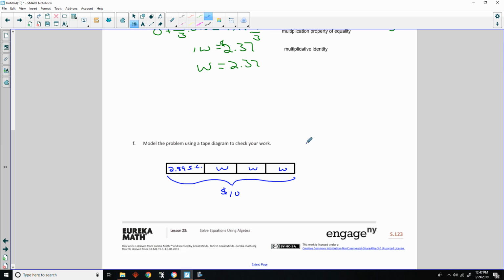So if I did it this way, then I'd say, well, 10 minus 2.89 is 7.11, and there's 3 waters, so this represents $7.11, and you divide it by 3, and that gives us 2.37. So each one of these is 2.37, 2.37, 2.37.